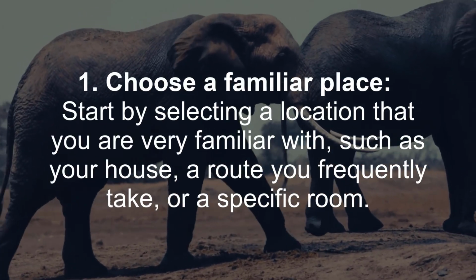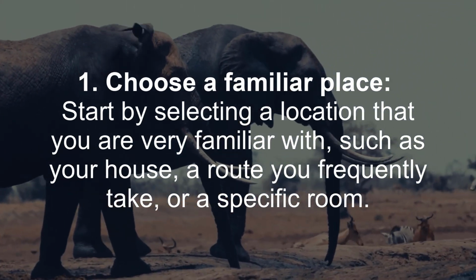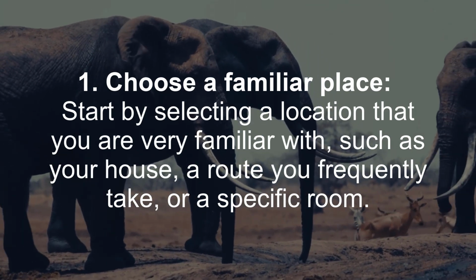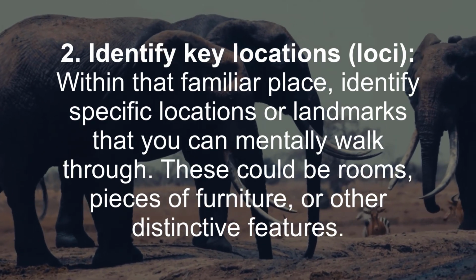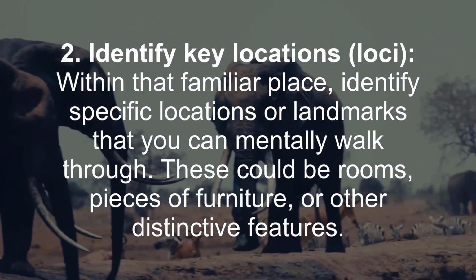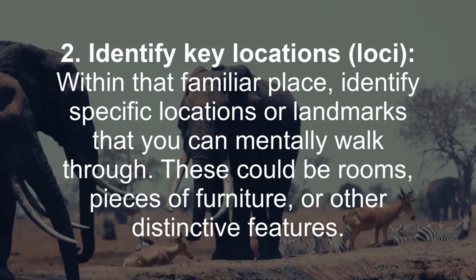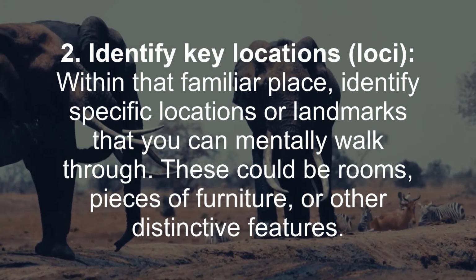1. Choose a familiar place. Start by selecting a location that you are very familiar with, such as your house, a route you frequently take, or a specific room. 2. Identify key locations, loci, within that familiar place. Identify specific locations or landmarks that you can mentally walk through. These could be rooms, pieces of furniture, or other distinctive features.